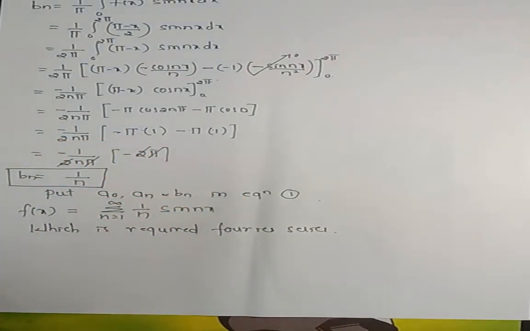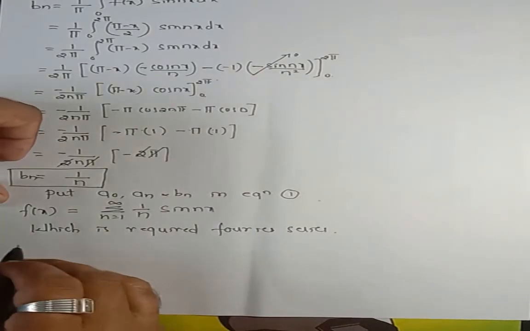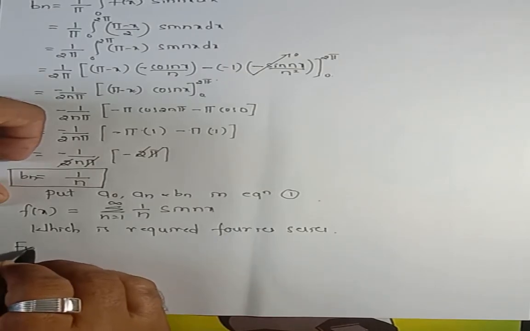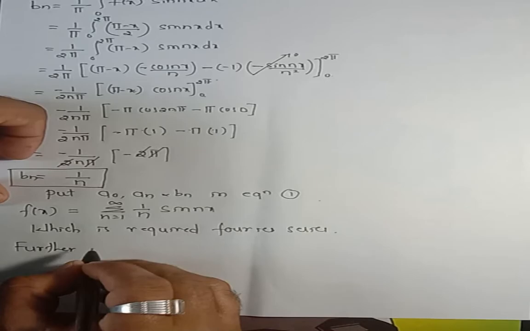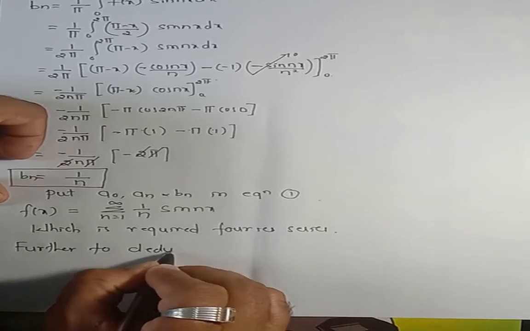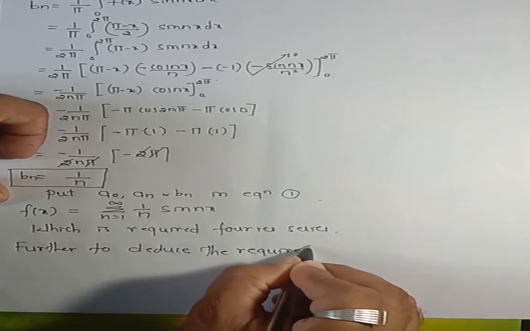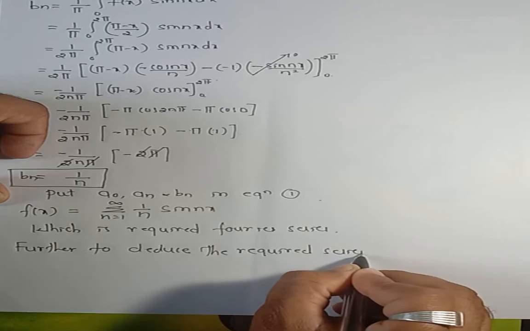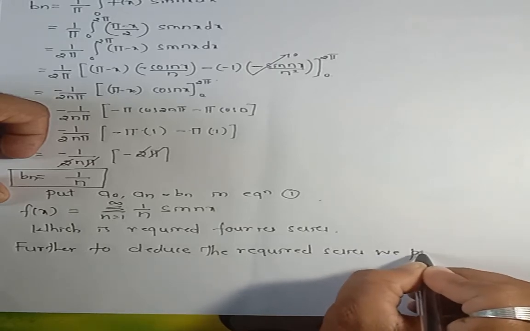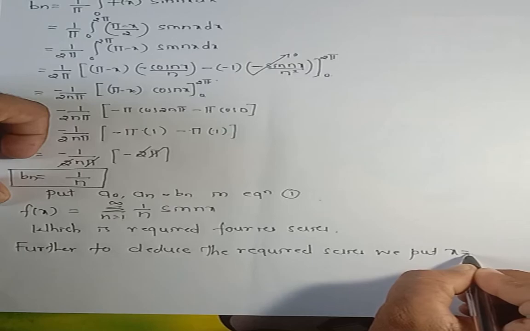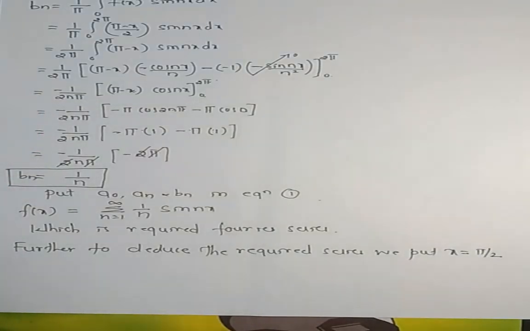To deduce that series, what you have to do is exactly what I am going to write here: further, to deduce the required series, we put x is equal to pi by 2. Now the question arises, why pi by 2? Why do we have to put x is equal to pi by 2 to get exactly that series?